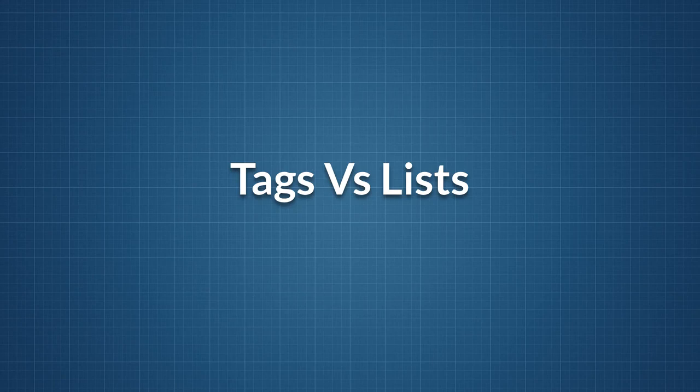Hey guys, welcome to this video where we are going to talk about tags and lists inside your email marketing system. Now, you might not know what these are, but these are the essential components of your segmentation inside your email marketing system. And for a long time, the email marketing tools out there were only offering lists.